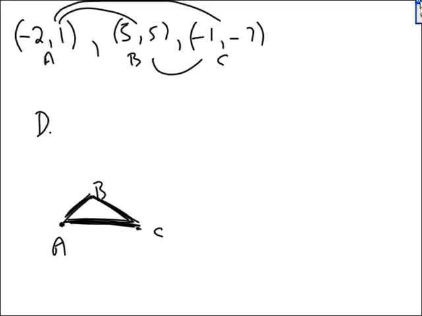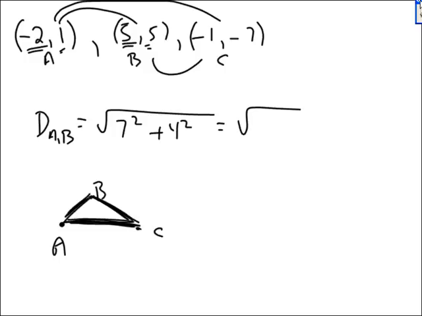The distance between A and B is equal to the square root of... Well, from -2 to 5, they're different signs, so take absolute values. The absolute value of -2 is 2, the absolute value of 5 is 5, so 2 plus 5 is 7. Plus, from 1 to 5 is 4. Square it, so you get 49 plus 16 is 65. The square root of 65, which cannot be broken down.